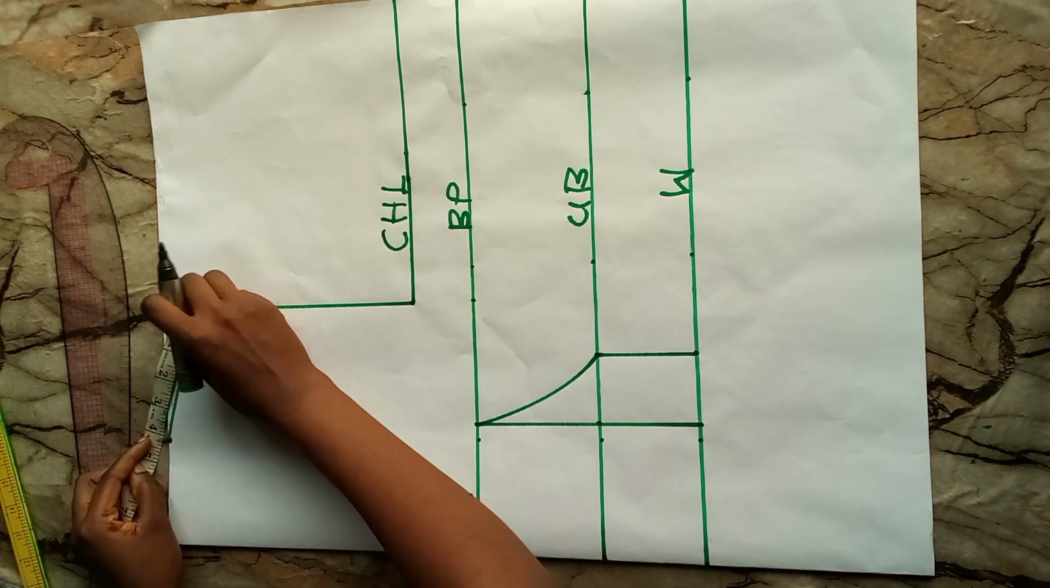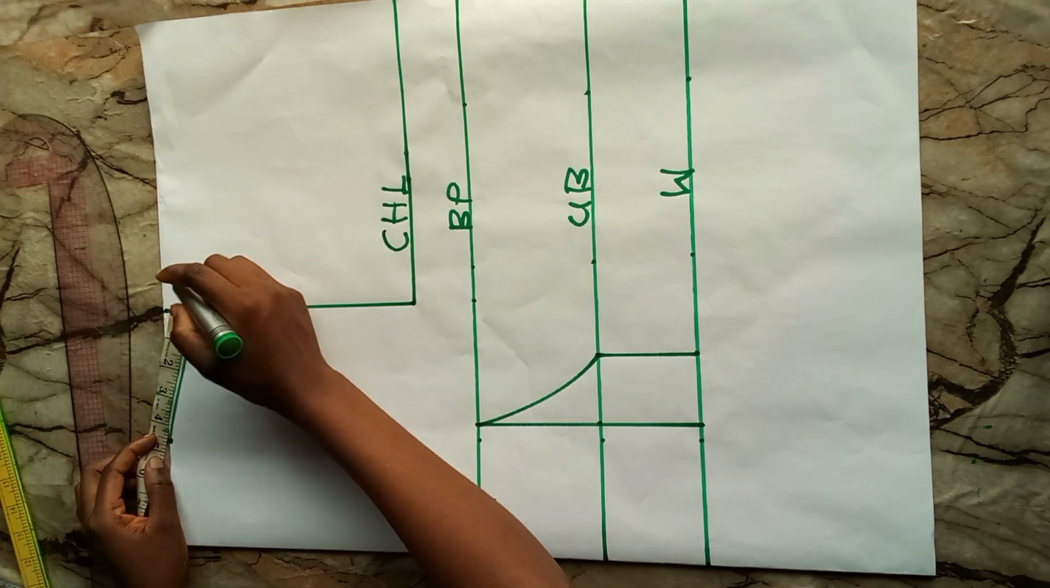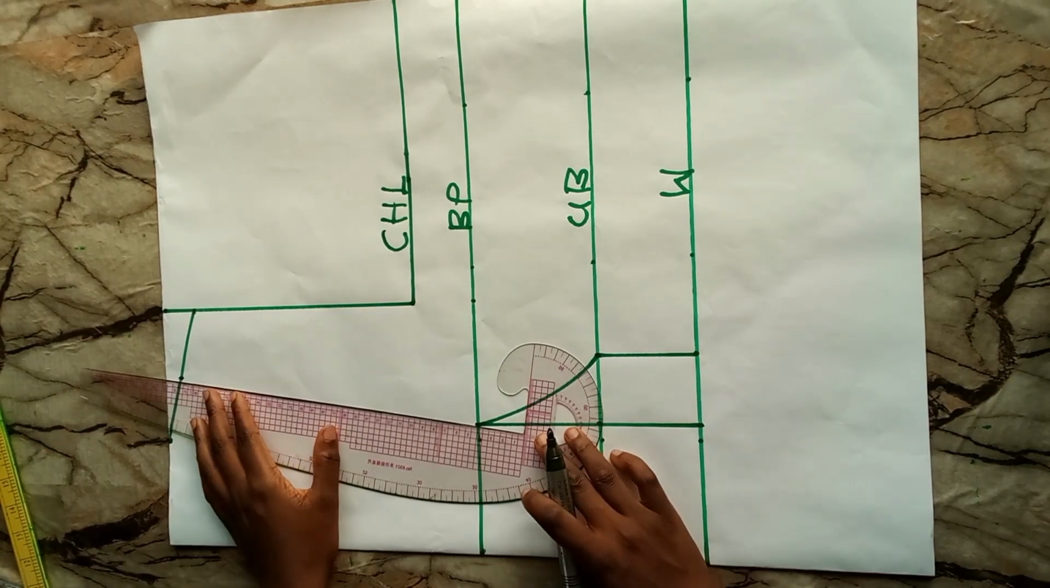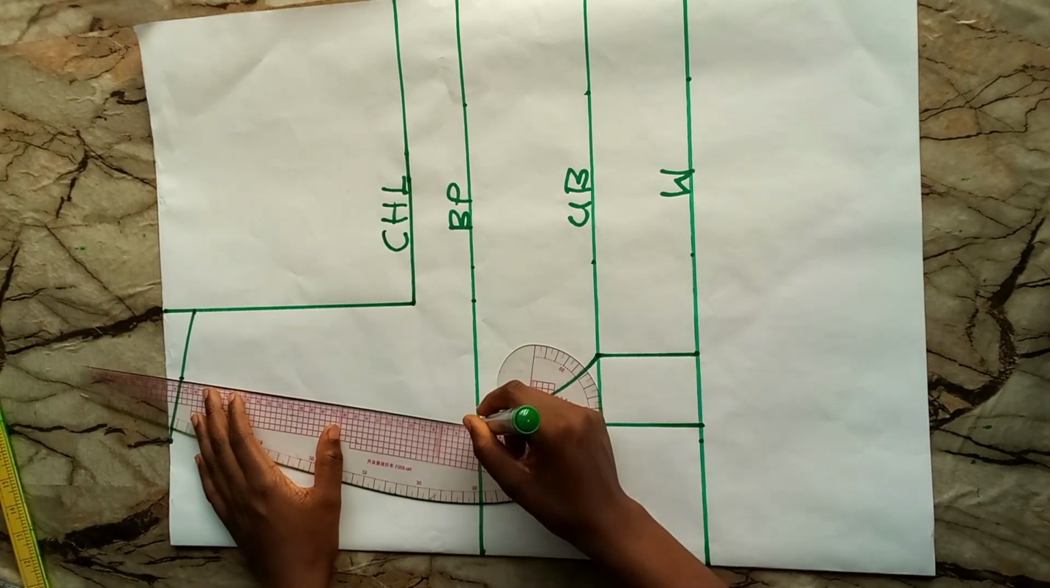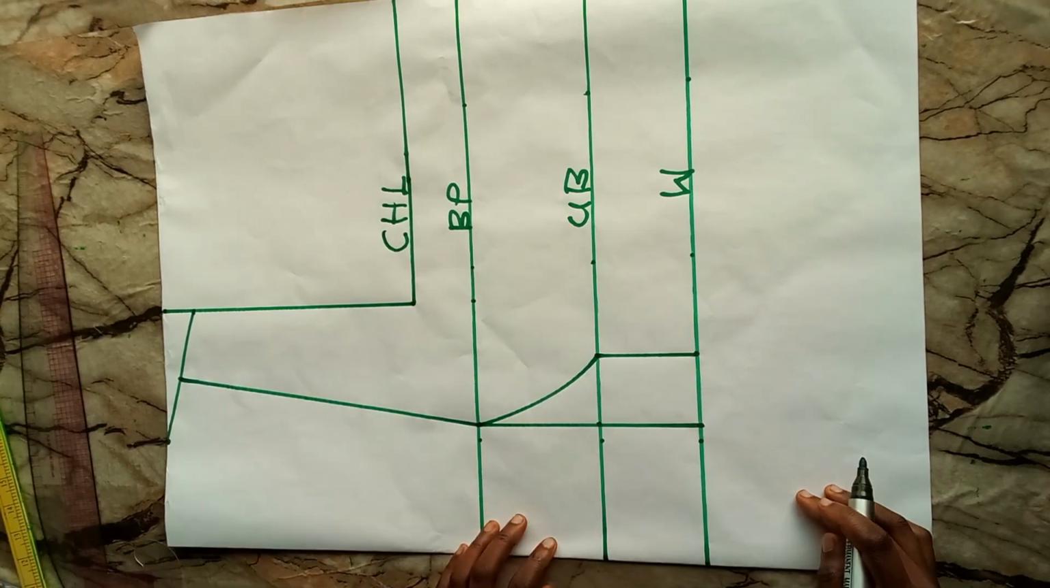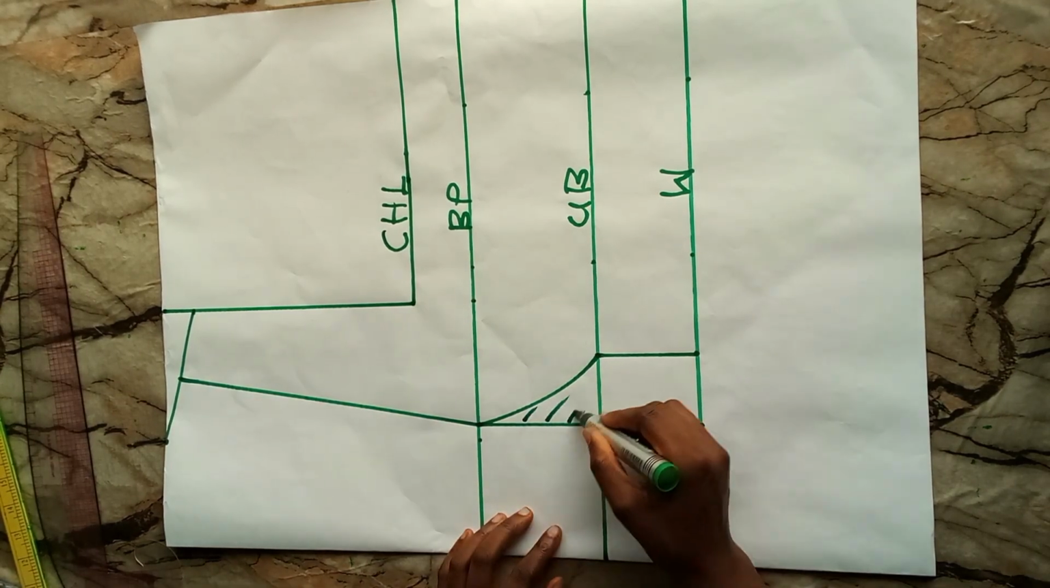Then the neck width, I will be working with 3.5, and then I came down by 1 inch for the shoulder slope. And then on that place that I marked the shoulder slope, I also divided it into 2, which I just connected to my bust point. Hope you are able to understand that.